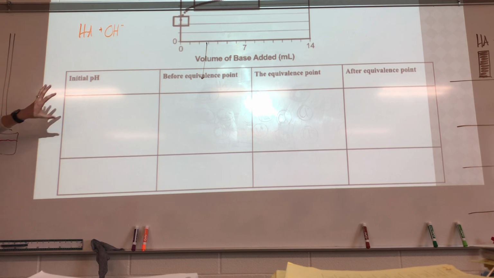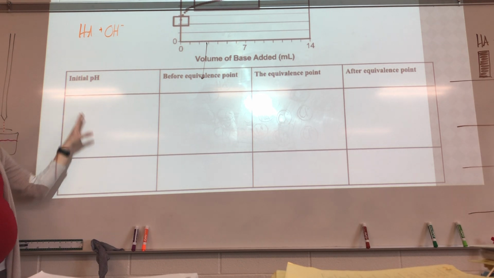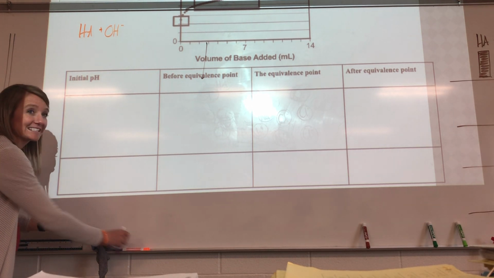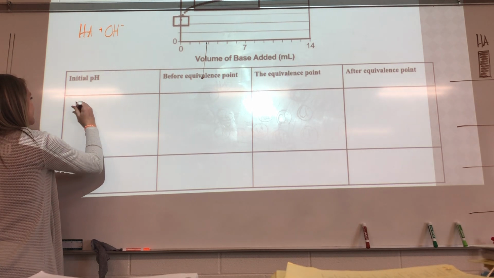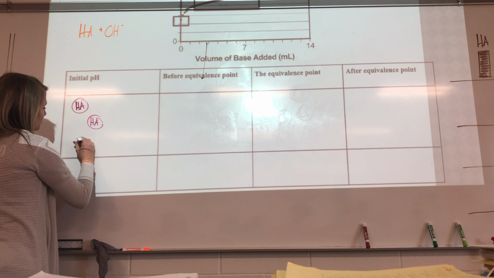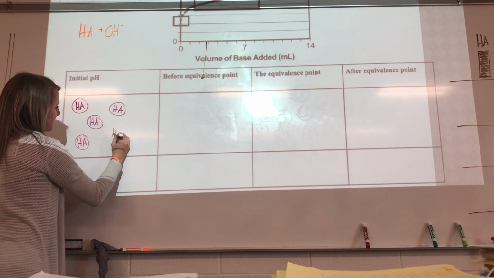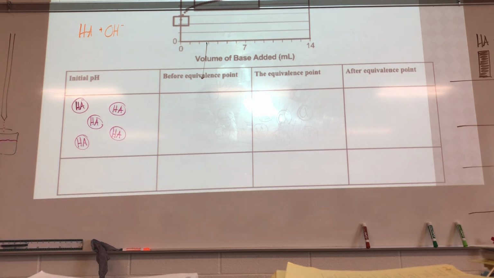Okay? All right, so initial pH. The main thing floating around in here is what? The weak acid, which weak acids exist primarily as HA. So you should have mostly HA in this flask. Still some dissociated.